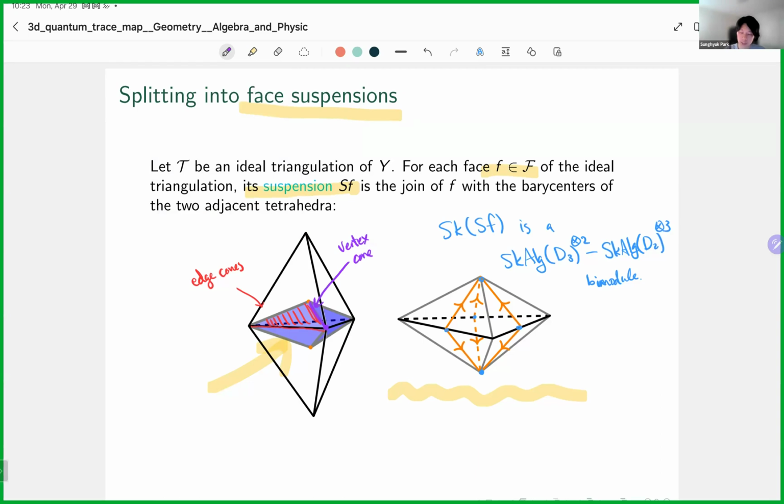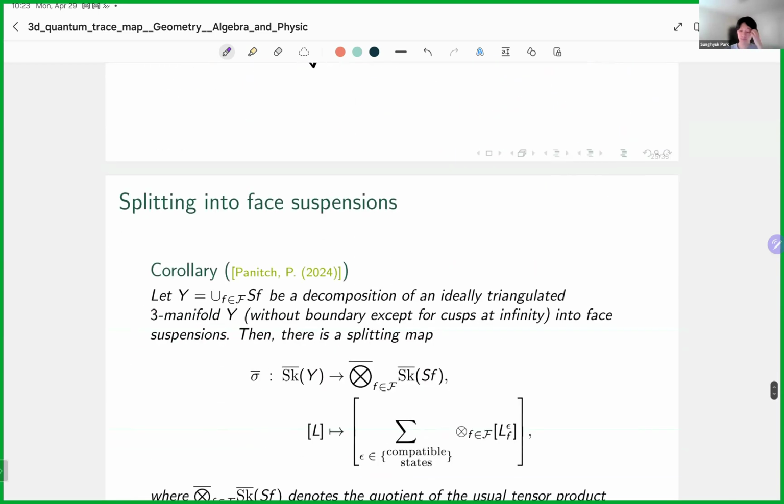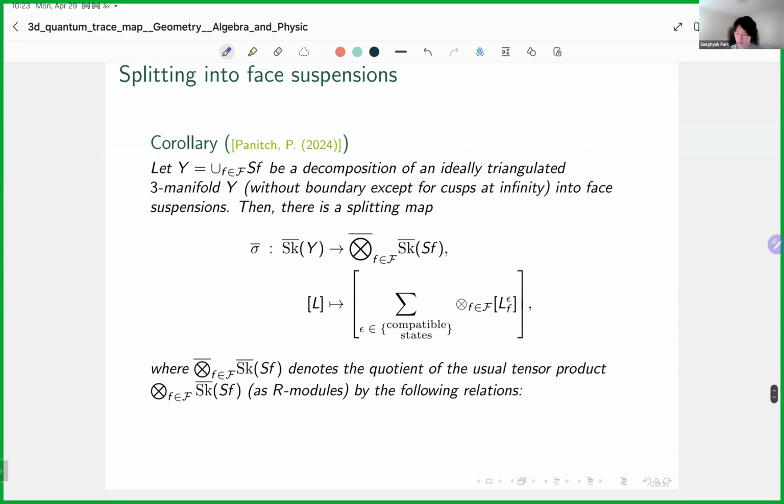And so given an ideal triangulation of a 3-manifold, we can split it up into face suspensions rather than into ideal tetrahedra. So the corollary of the splitting map that I showed you earlier is that there's a natural homomorphism from the reduced skein module of Y to some quotient of the tensor product of reduced skein modules of face suspensions, one for each face of the ideal triangulation. Here I'm just using the reduced version because this is what we're going to be using in the end anyway. And this quotient we're taking is exactly by the following relations.